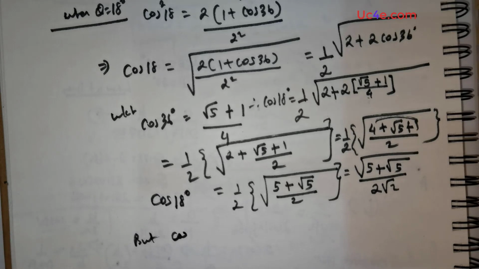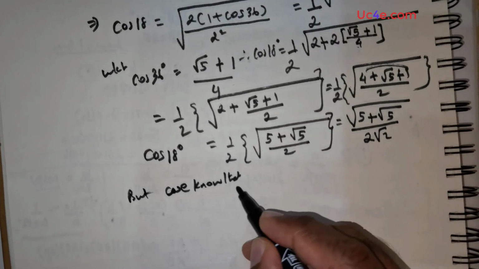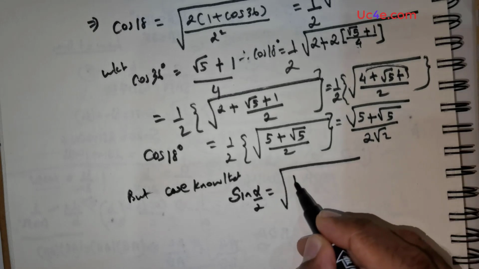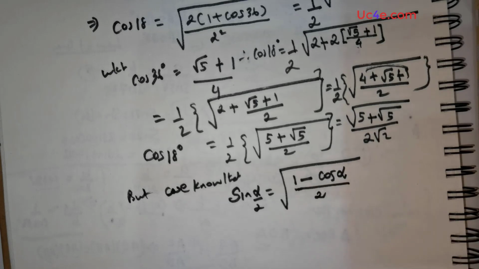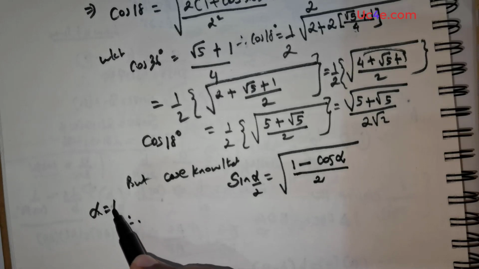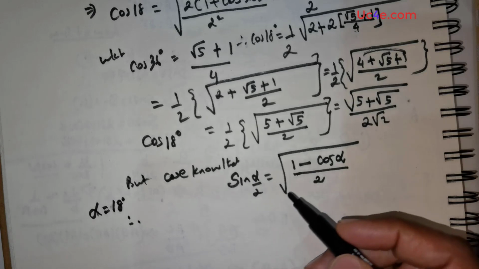Now we've got the cos value for 18 degrees, but we know that, let me write that down. We know that sine of alpha over 2 is equal to the square root of 1 minus cos alpha over 2. This is the formula. So if I take alpha equal to 18 degrees, I'm actually obtaining the value for sine 9 degrees, right? So that is exactly what I'm doing.